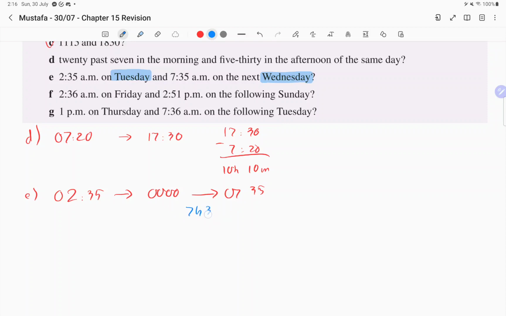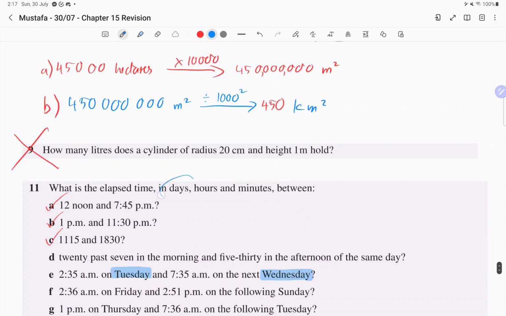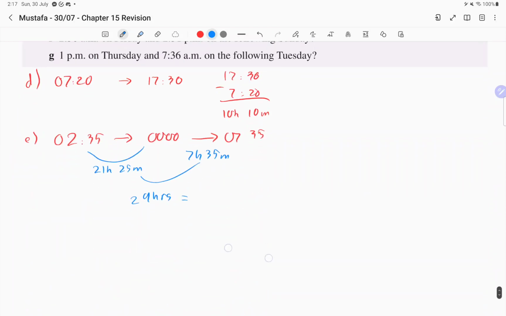That's easy, right? The reason why I'm doing this one first is because it's easy. Now, how do we do this one? It's 21 hours, 25 minutes. Good. So combine them, what would that be? 29 hours exactly. They ask in days, hours, and minutes. So that's 1 day, 5 hours. Make sense?